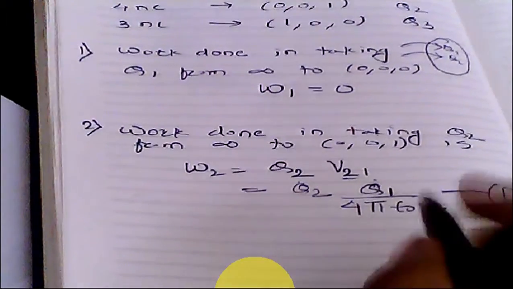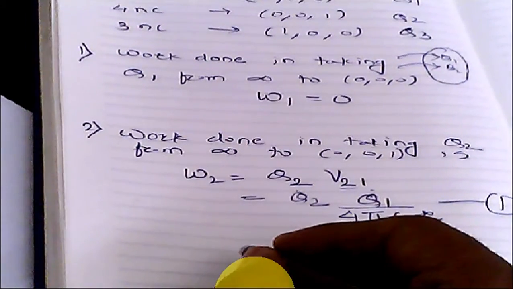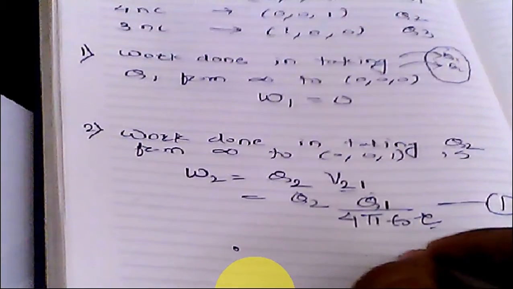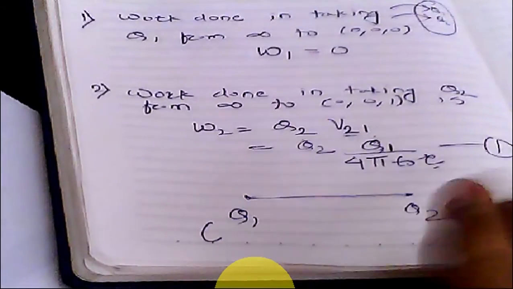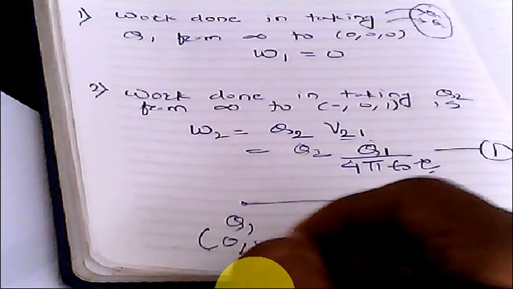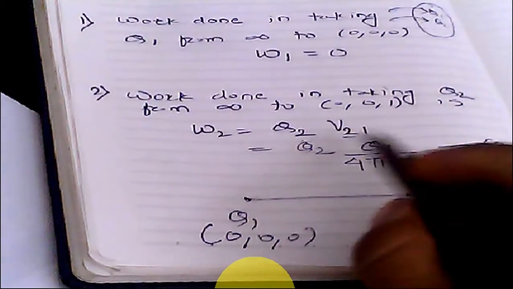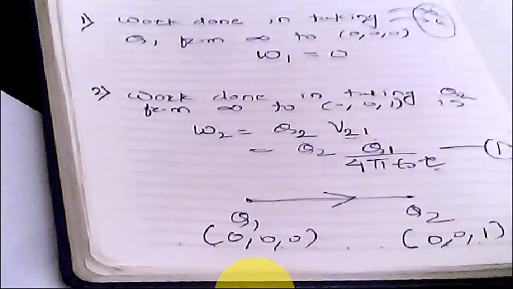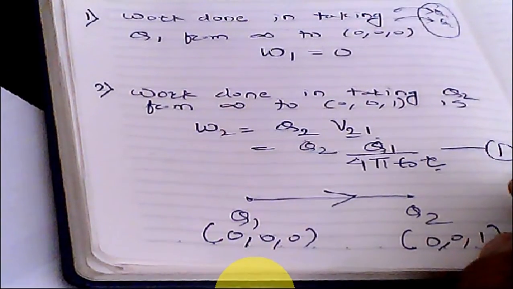What is this R? I need to calculate the distance R between the charges Q1 and Q2. So once again, I will draw 2 points, draw a straight line, and write them as Q1 and Q2. I will write the coordinates of Q1. What are the coordinates of Q1? Q1 coordinates are 0, 0, 0 and Q2 coordinates are 0, 0, 1. I need to calculate potential at 2 due to 1. See, potential is a scalar entity, but I need to calculate distance, so I will draw an arrow to calculate the distance.